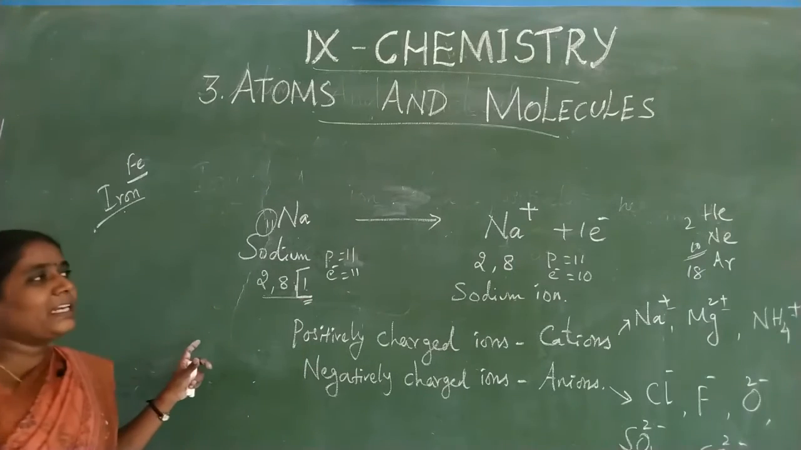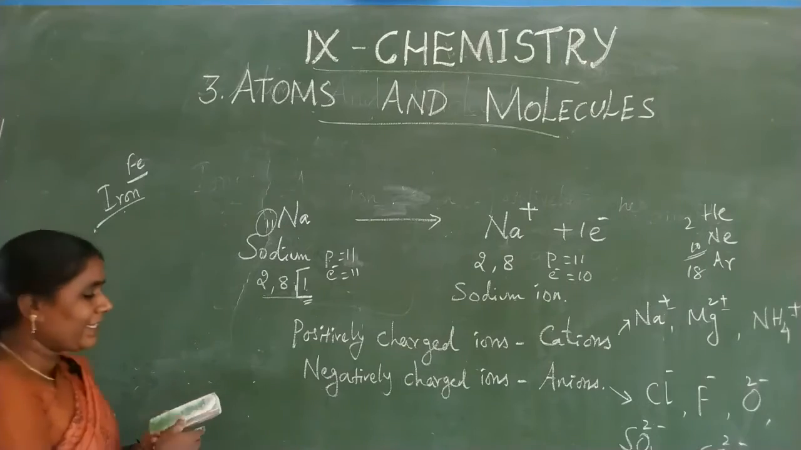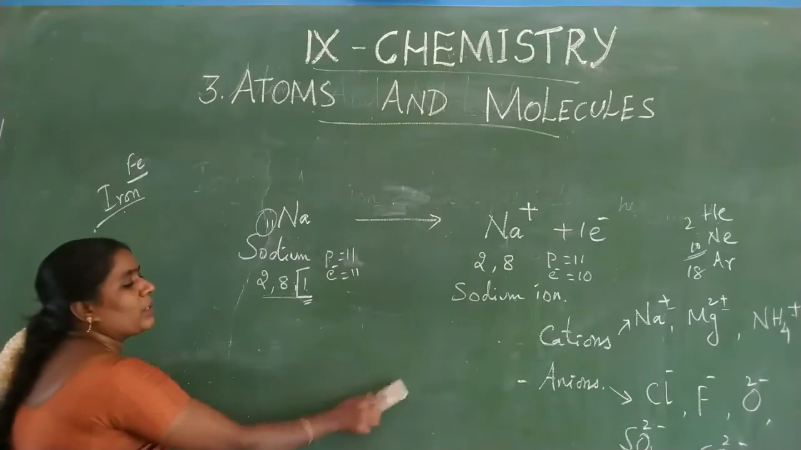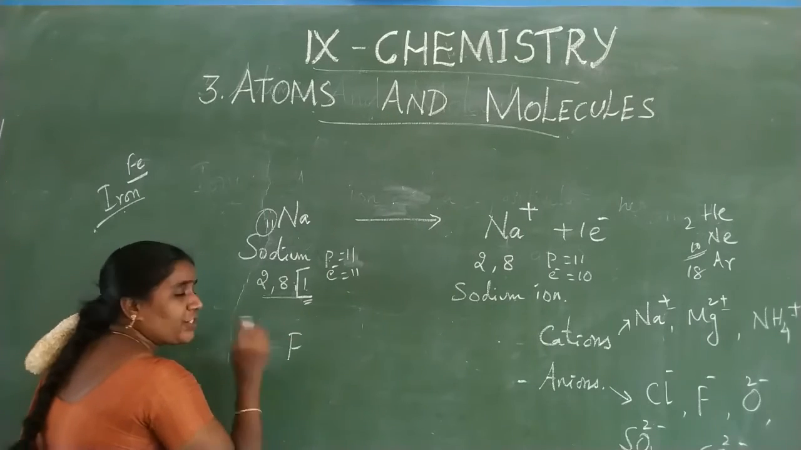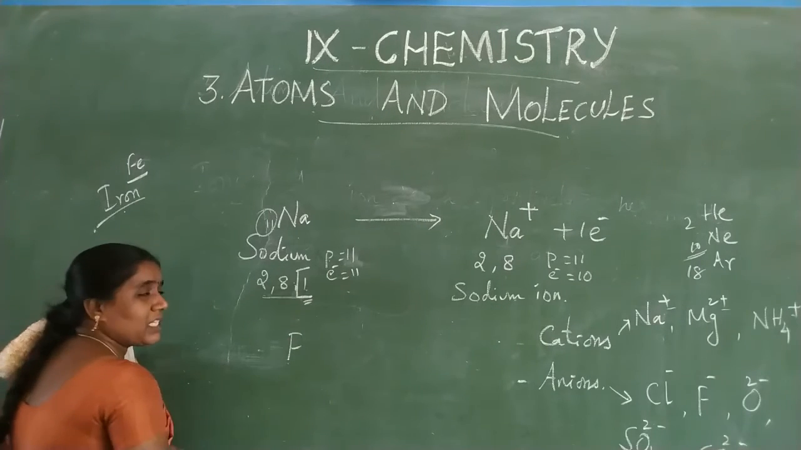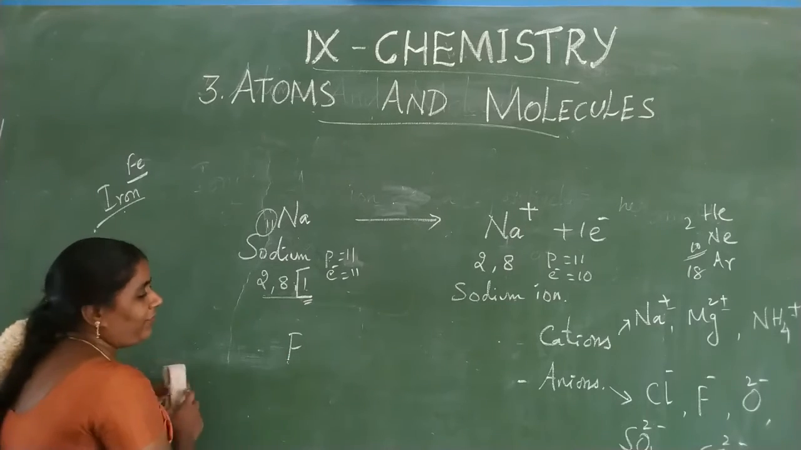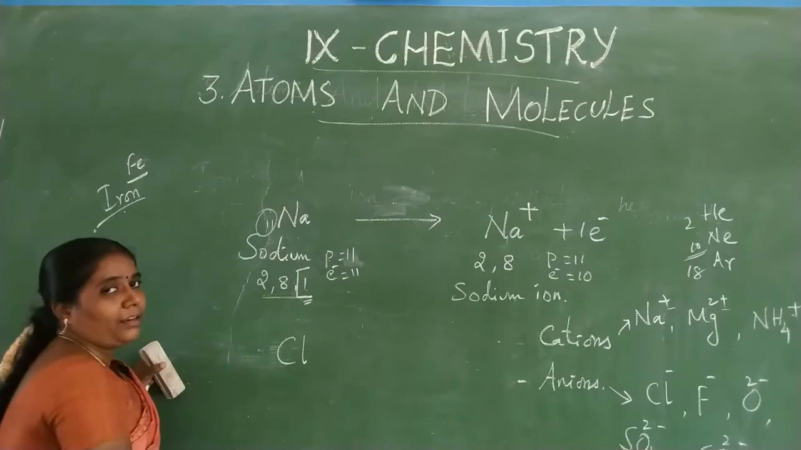So generally metals lose electrons to form positive ions, and in the same way non-metals will gain electrons. For example, fluorine is one of the non-metals. Same like this, chlorine is also one of the non-metals.